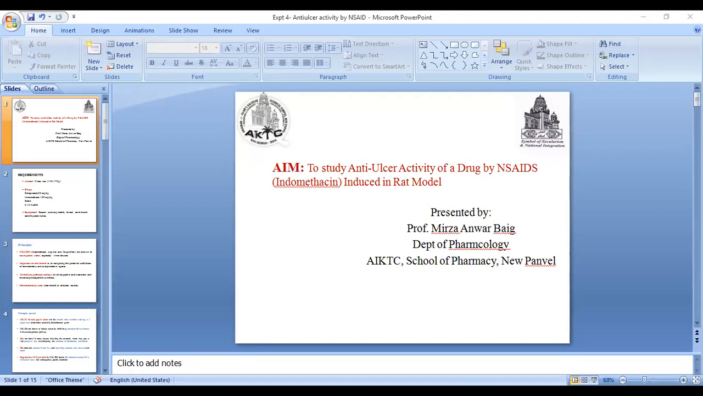Now see, as we discussed, this is a preclinical animal model, so there has to be an animal. And in this case, the animal is the Wistar rat, and the weight is 150 to 170 gram. Now you should consider the slides.